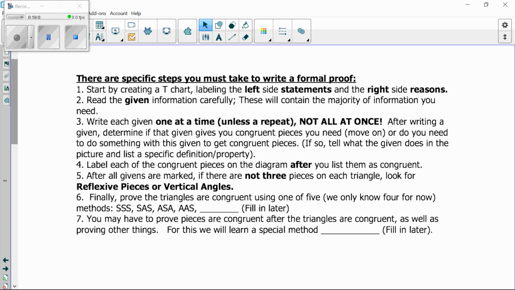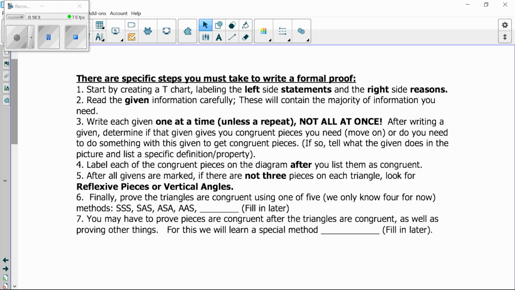We're going to write each given one at a time unless something repeats. So maybe I have two parallel or two perpendicular. I can put those together. Do not write them all at once. Other teachers will do it that way. I do not, for a very, very, very specific reason.